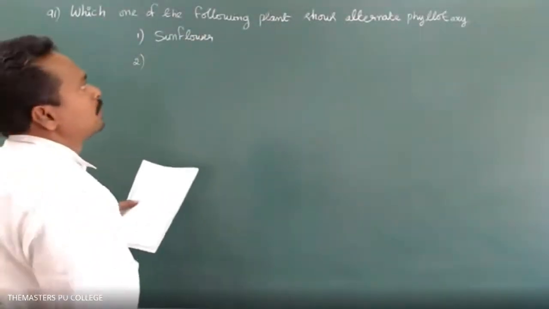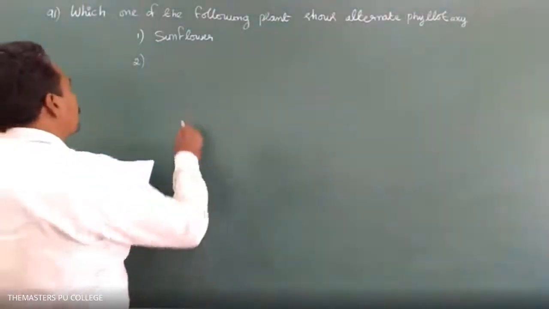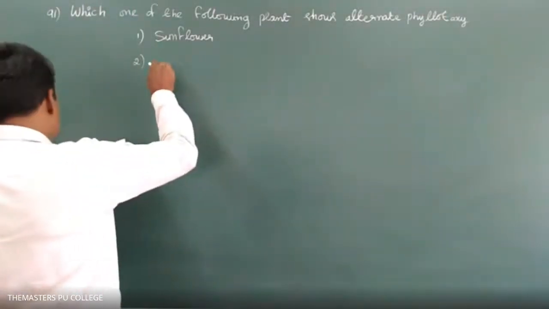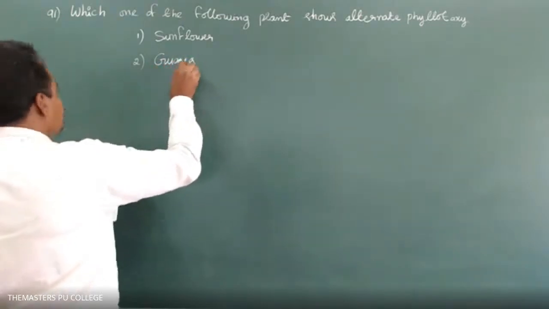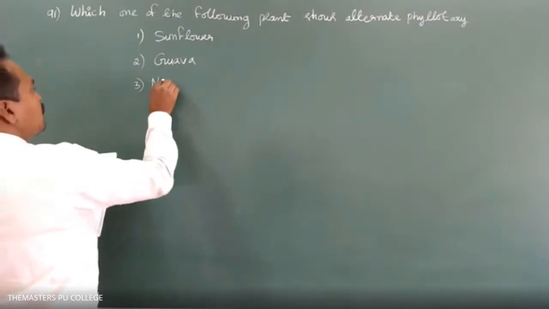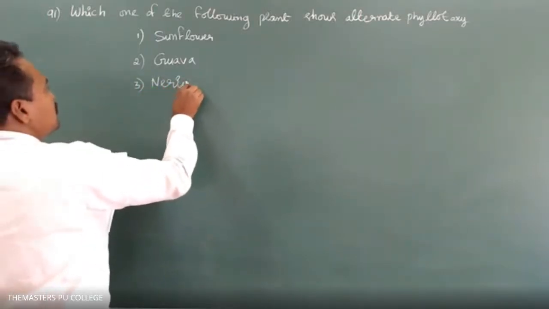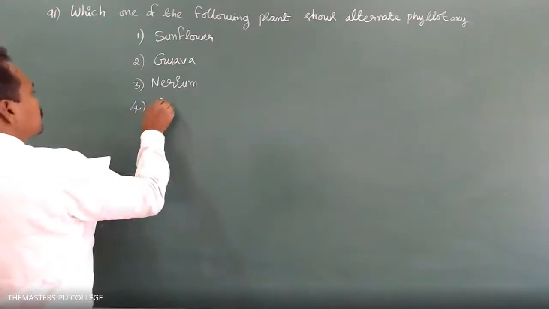Which one of the following plants shows alternate phyllotaxy? Option 1 is sunflower. Option 2 is guava. Option 3 is nerium. Option 4 is calotropis.